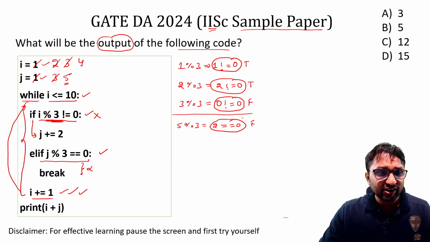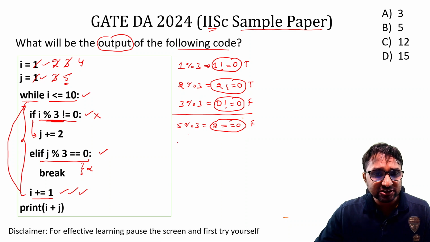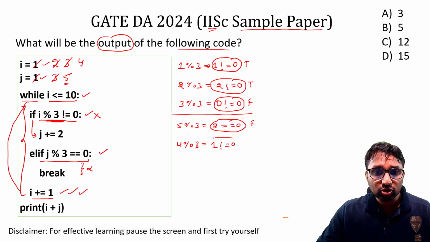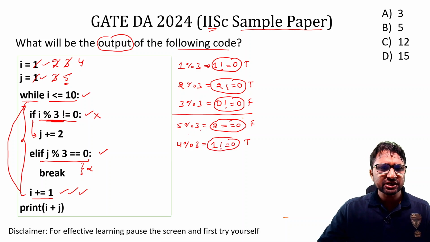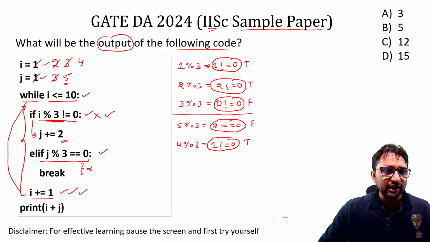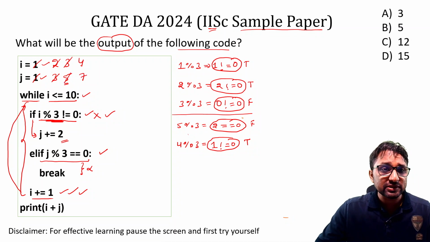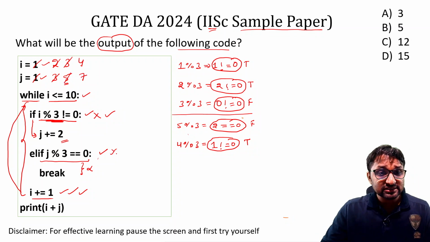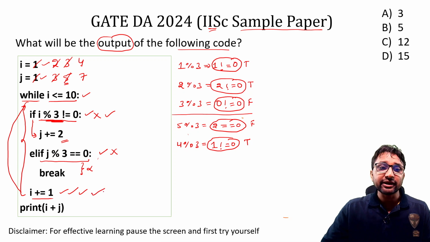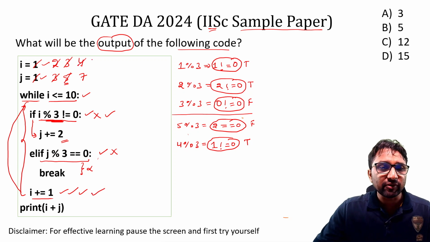Again checking this if condition. So let me check this if condition for i value 4. 4 mod 3 is actually 1, and that is not equal to 0. So this condition is true, so we will come inside and increment the j value by 2. So j value will be 7. We will not go inside the else statement and will simply increment the i value, which will be 5.